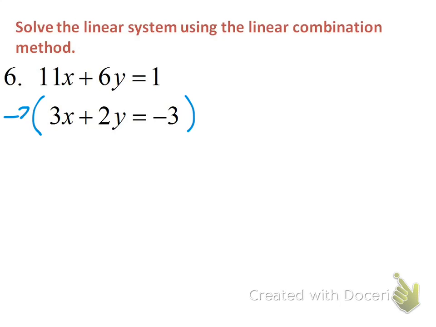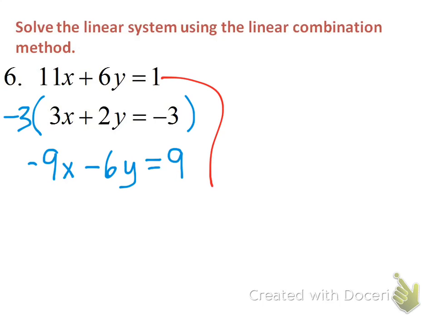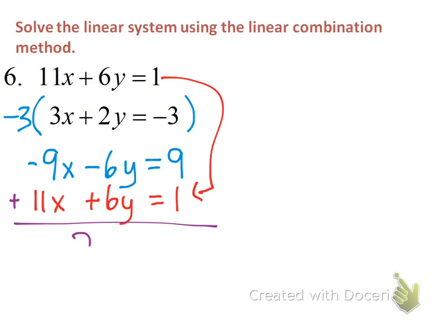Yeah, the bottom by -3 looks like a good place to start. So that's going to be negative 9x minus 6y equals 9. You can rewrite the top equation below it. So 11x plus 6y equals 1. Go ahead and add. I'm getting 2x equals 10. So of course x equals 5.